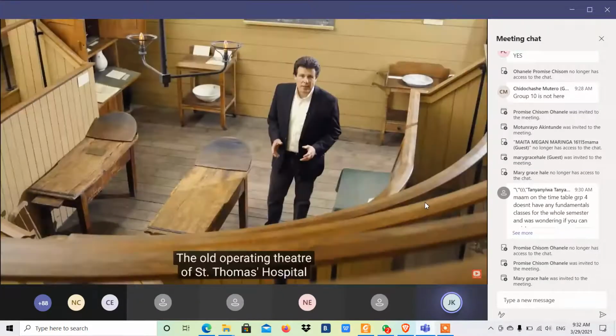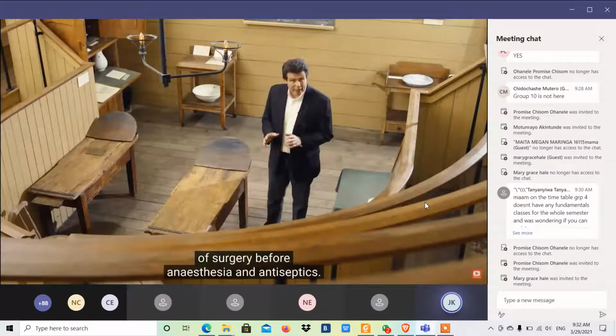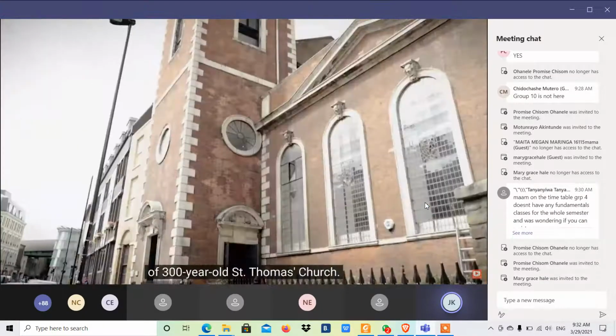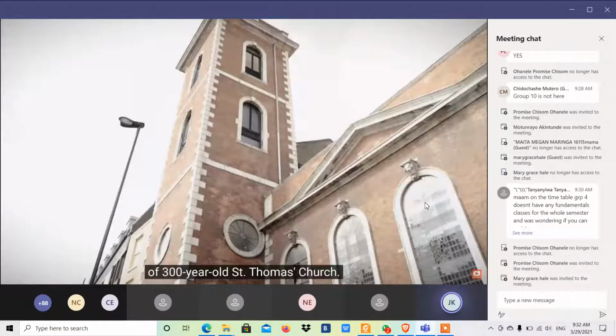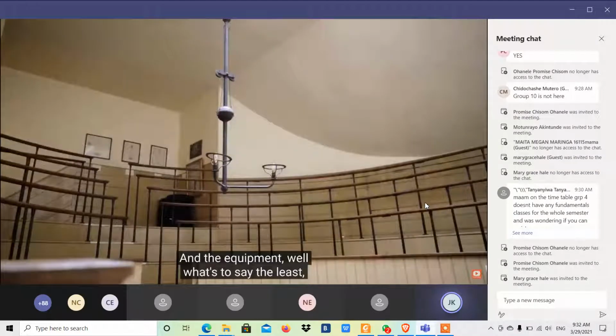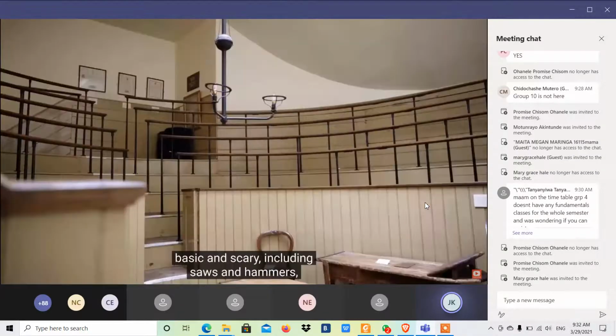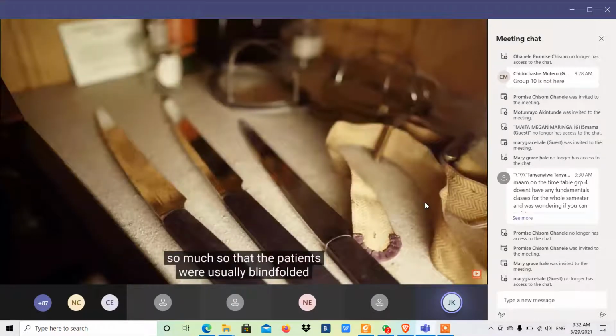The old operating theatre of St Thomas's Hospital provides a chilling reminder of the realities of surgery before anaesthesia and antiseptics. It was built in 1822 in the attic of 300-year-old St Thomas's Church. It's the oldest surviving operating theatre in Europe. And the equipment, well, was to say the least, basic and scary, including saws and hammers. So much so that the patients were usually blindfolded before entering the room so they couldn't see the terrifying surgical equipment.